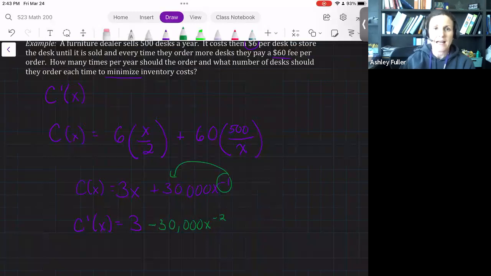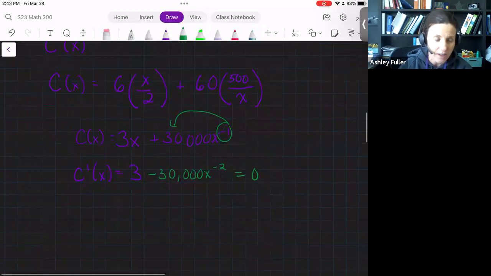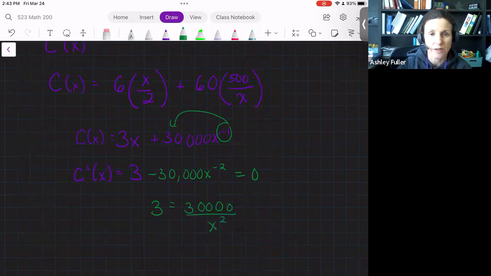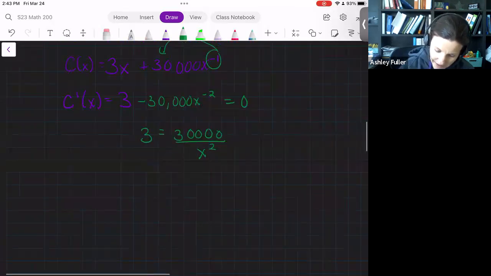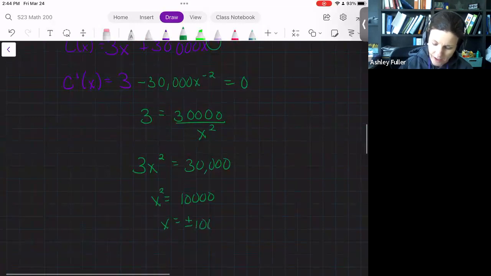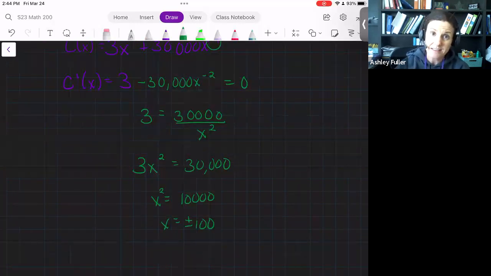And to minimize that, I know that a local max or local min occurs where the first derivative is 0. And so I end up with 3 equals 30,000 over, I'm going to move that x squared to the bottom. Then I can multiply and I get 30x squared equals 30,000, or x squared equals 10,000. So x is either plus or minus 100. Now ordering a negative 100 desk doesn't make sense. So I know my lot size is I'm going to order 100 desks.